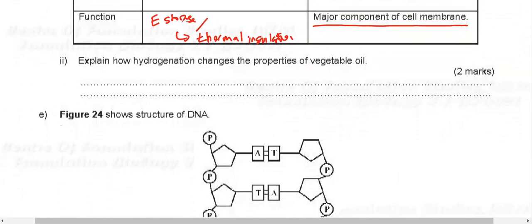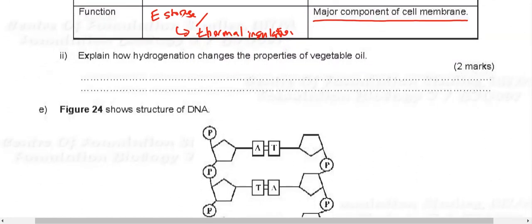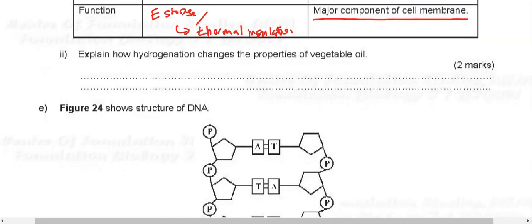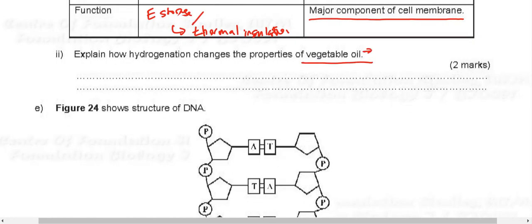Okay, number 2, explain how hydrogenation changes the property of vegetable oils. Okay, so vegetable oil will be liquid at room temperature due to the presence of double bonds between the carbons that cause the triglyceride molecule to be bent. To be specific, the fatty acid component is bent. So this prevents the molecules from being closely packed together. So in order to change vegetable oil to margarine, for example, which is in solid state, the vegetable oil has to undergo hydrogenation.